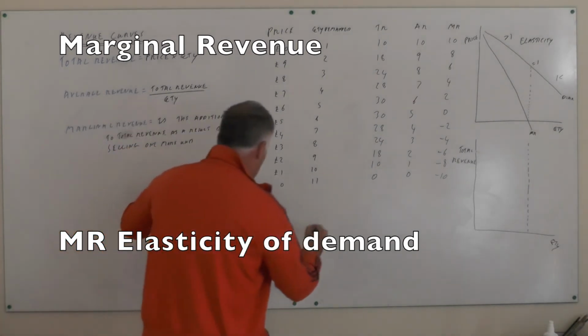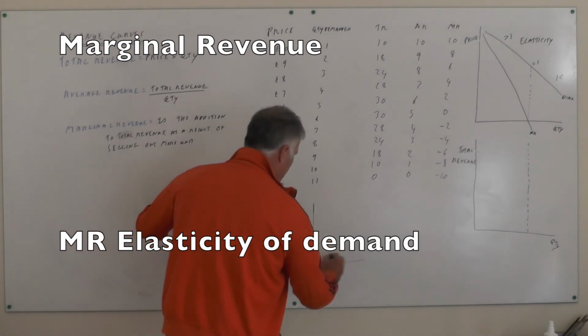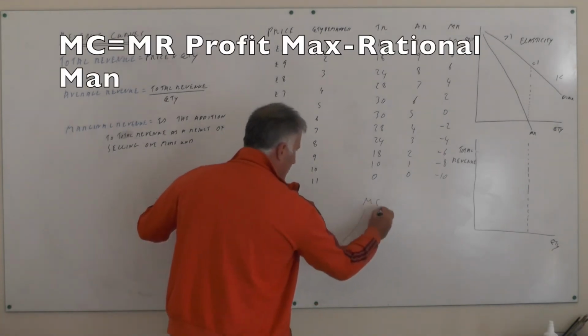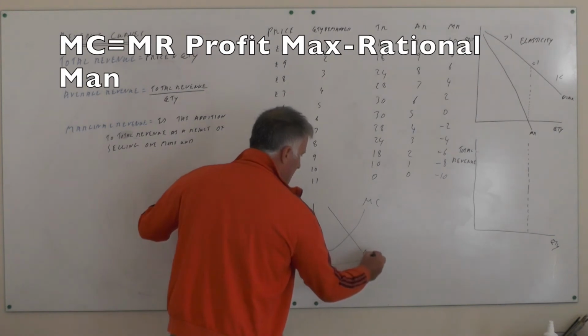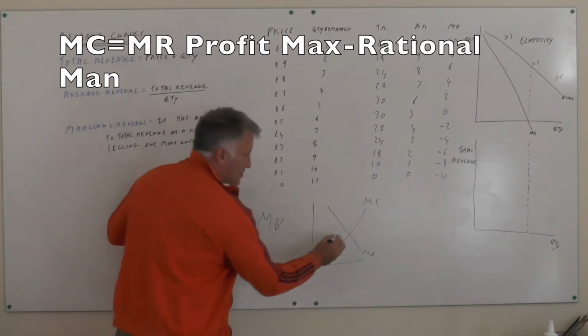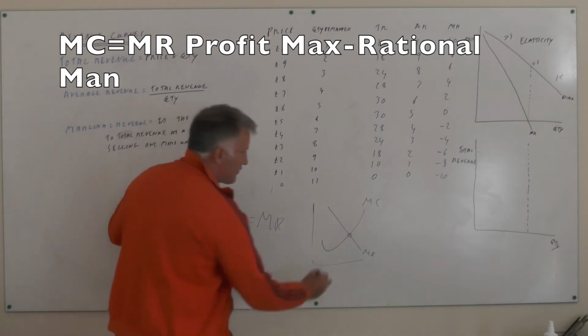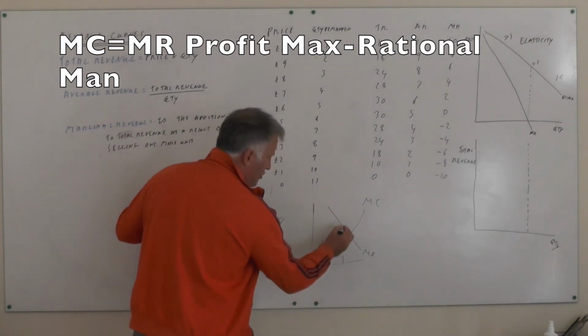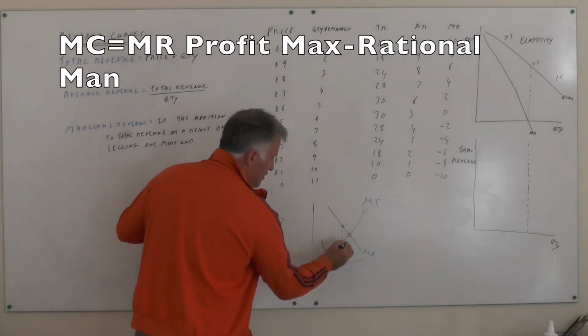Now if we draw these on a curve, this is a marginal cost curve and then this is marginal revenue. This is the point where we maximize our profits, at this point here. Beyond it, the marginal cost is greater than the marginal revenue.